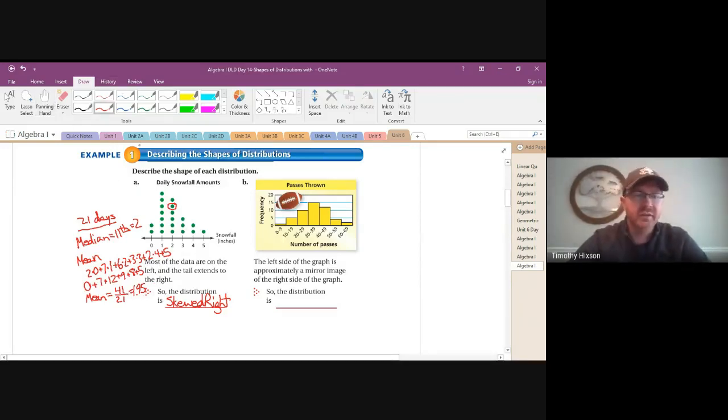Now, we're not going to do that on all of these, so let's move forward here. Notice we've got the passes thrown. If I were to make that kind of curve that we talked about, you see here the curve. This isn't perfect, but you can see that it's approximately the same on either side. This bar is a little higher than this one, but these are about the same. We could say that this distribution is symmetric.